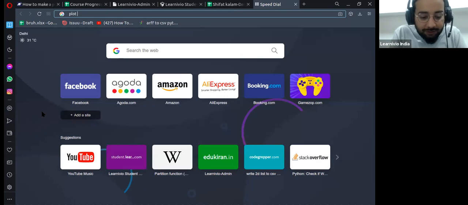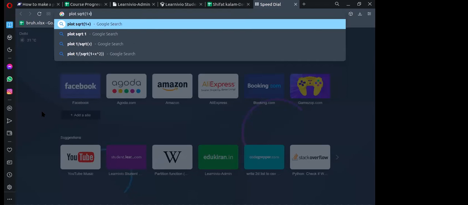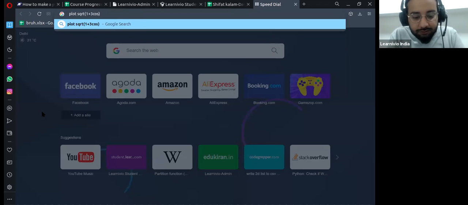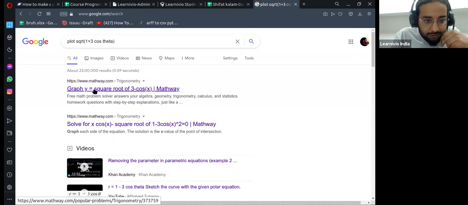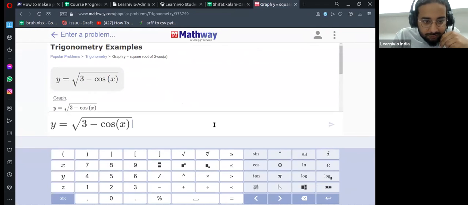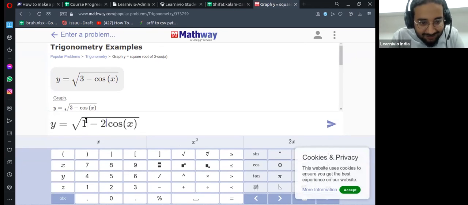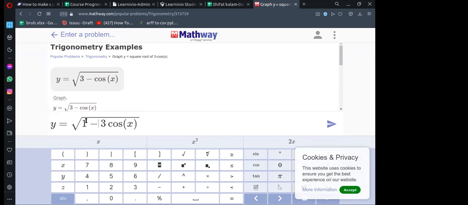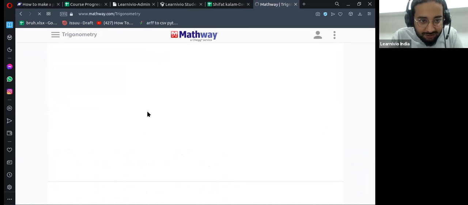What was the function that we wanted to plot? Square root of 1 plus 3 cos square theta. Let's just see. 1 plus 3 cos theta. This seems legit. 3 minus cos theta. This doesn't seem legit. So I guess we can change. Yeah, we can. 1 plus 3 cos theta, right?